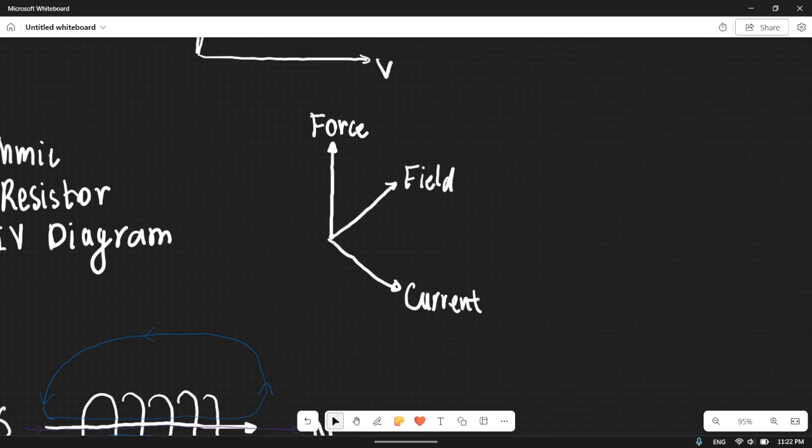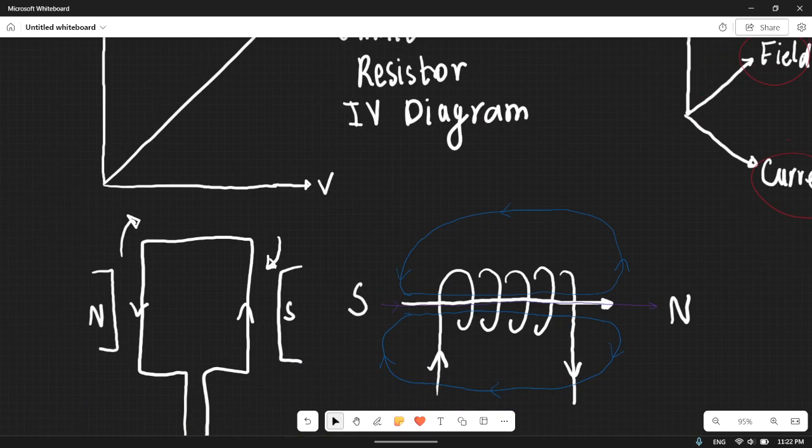Now, when you're trying to find the force, the field, and the current, you often use Fleming's left-hand rule. When you're using it, your force is your thumb, the current is your middle finger, and then the field is the index finger, if I've named them correctly. So this is how you determine any one of them.